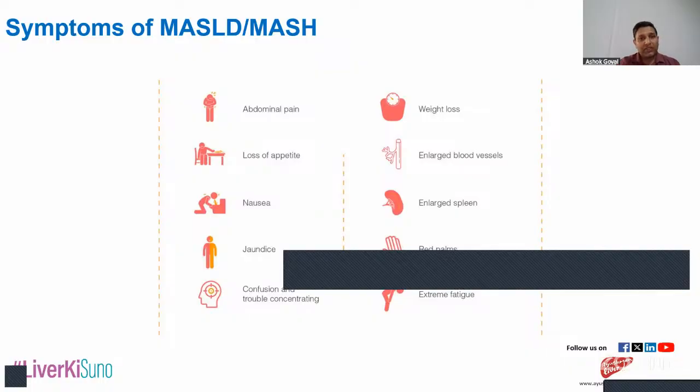So abdominal pain, which is predominant in the right upper quadrant, there will be weight loss, and at times patients have nausea, vomiting, loss of appetite. There will be redness of your palm, which is known as palmar erythema, extreme fatigue. Patients can have jaundice, but a very small proportion of patients develop jaundice. But yes, jaundice is also a feature.